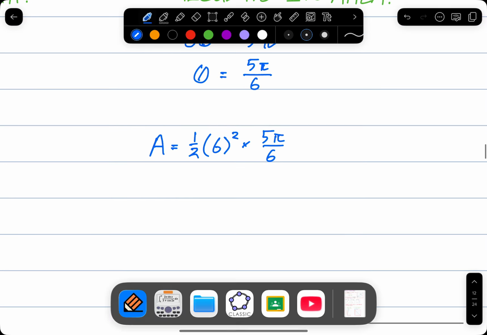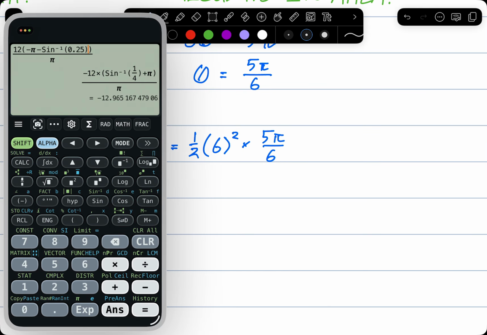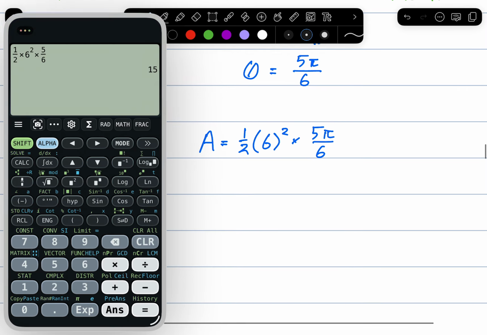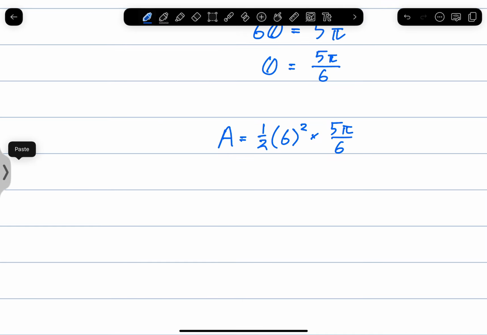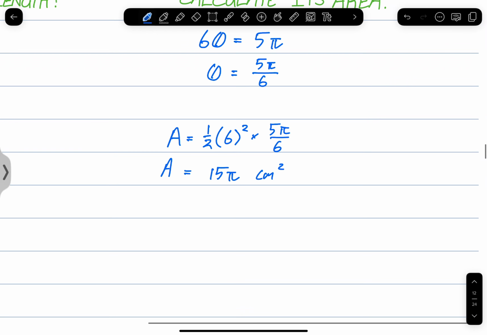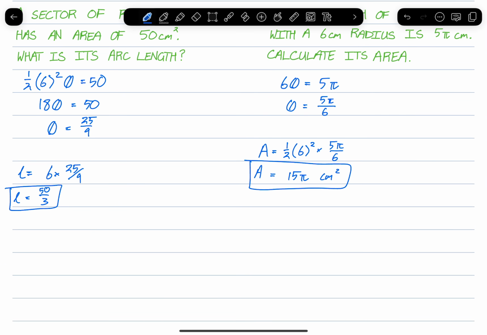This one we can simply type in all the numbers. For the older calculators, just don't type pi, so half times 6 squared times 5 on 6. This gives me a nice round number of 15. But when you type in pi, you will get a decimal with the old calculators. So for example, if I type this in as 5 pi like this, it gives me 15 pi centimeter squared. And that is the area of this sector for this problem.